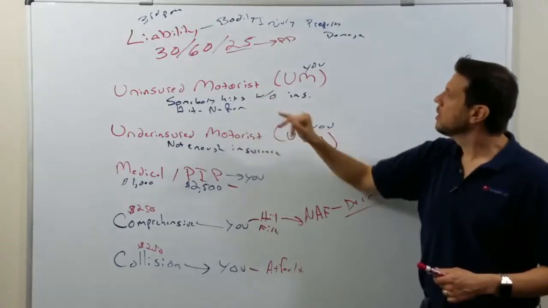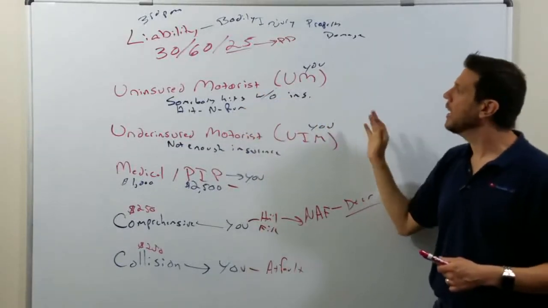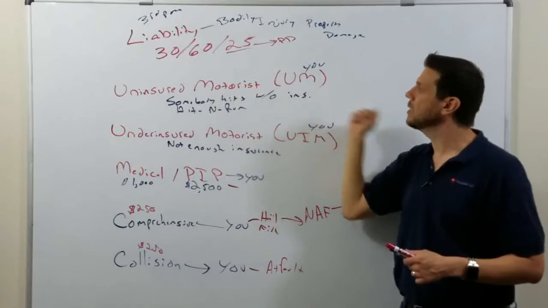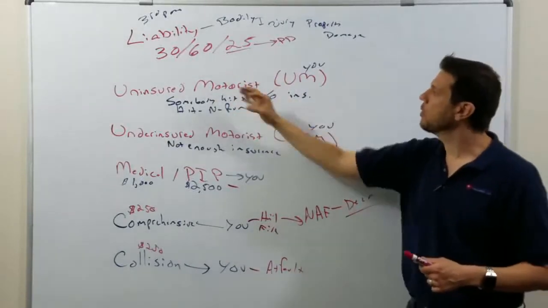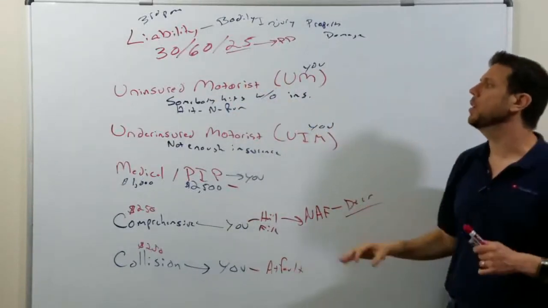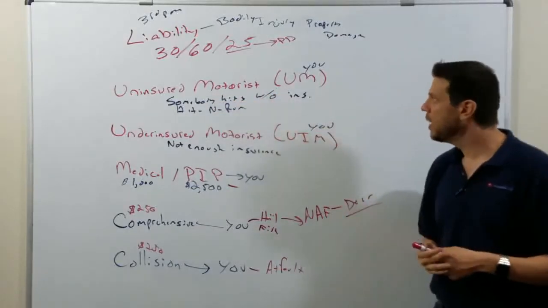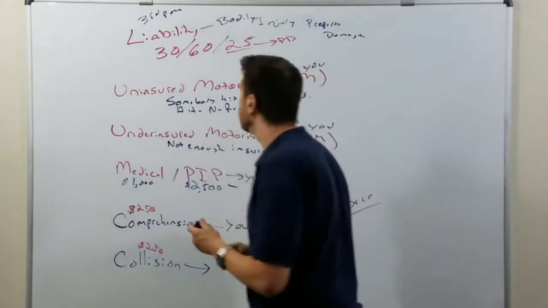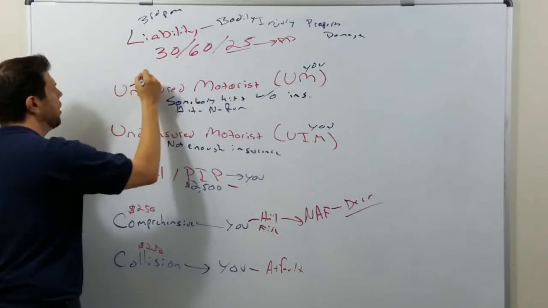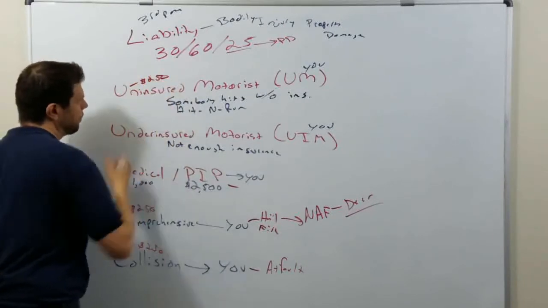Uninsured motorist fixes your car if somebody hits you who doesn't have insurance. Uninsured motorist also covers your medical bills if somebody hit and runs you. Uninsured motorist has a $250 deductible.